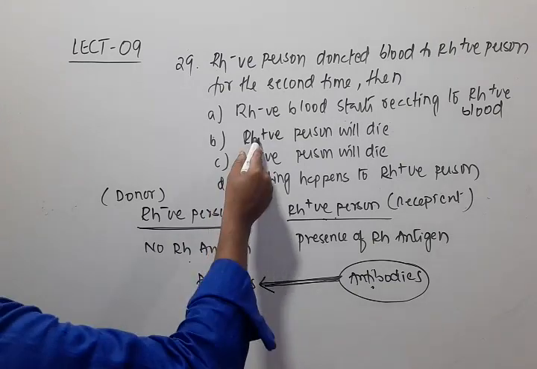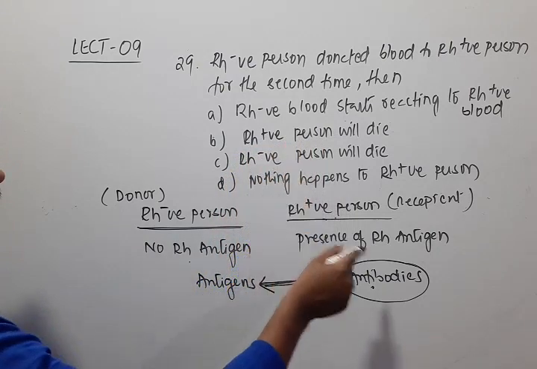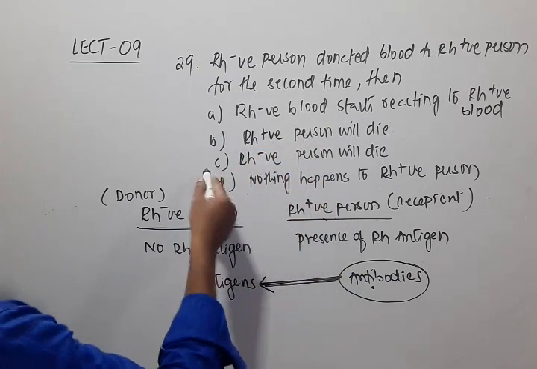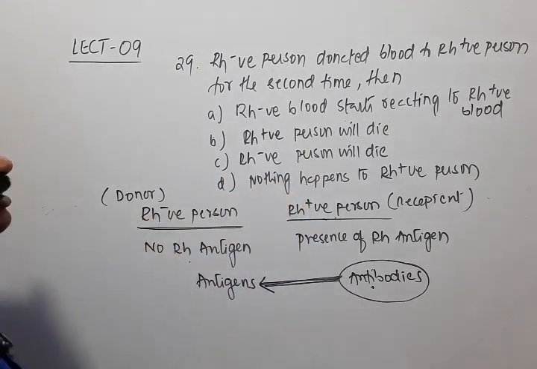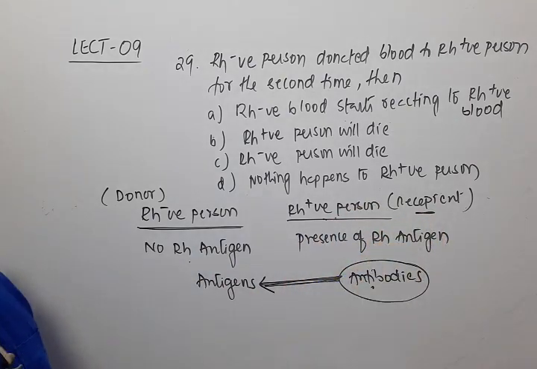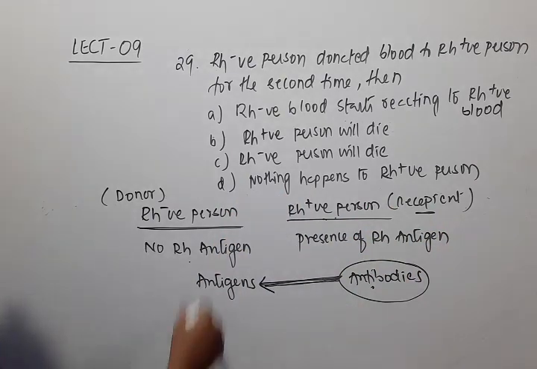So, does RH negative blood start reacting to RH positive blood? No. Will the RH positive person die? No. Will the RH negative person die? No. In any circumstances, the donor will not die. Anything that happens, happens only to the recipient. Nothing happens to the RH positive person. So the answer is nothing happens to the RH positive person.